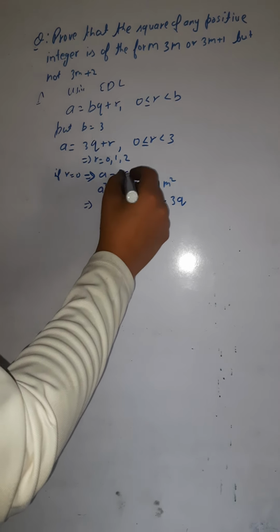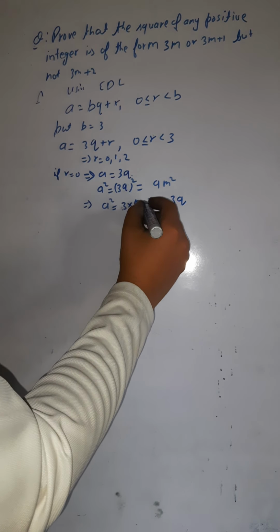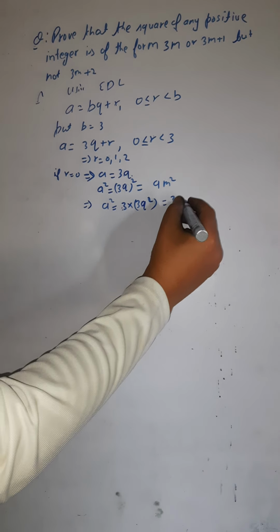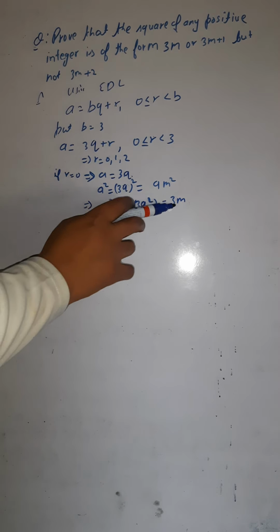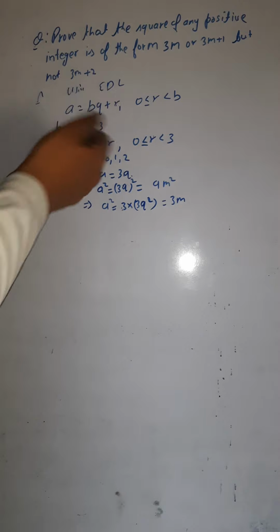Right here in place of mq, and let's say this is some other integer, let's say it is m now. Is it clear? So hence the square of a positive integer is of the form 3m. Is it clear to you?